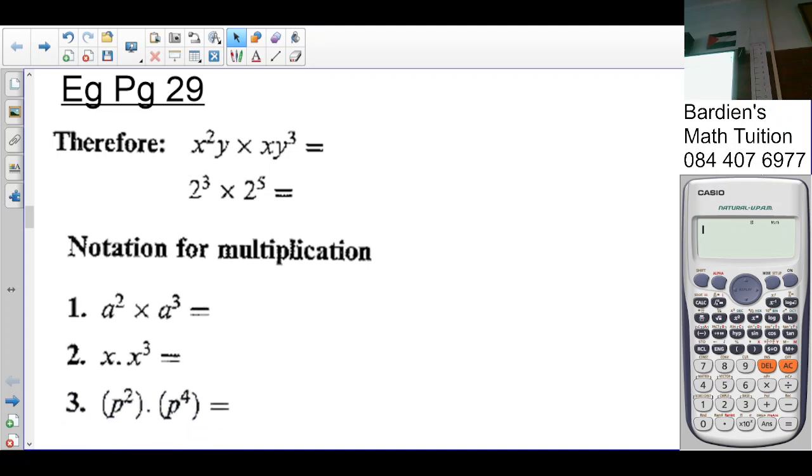Next time you can write this down. Notation for multiplication.